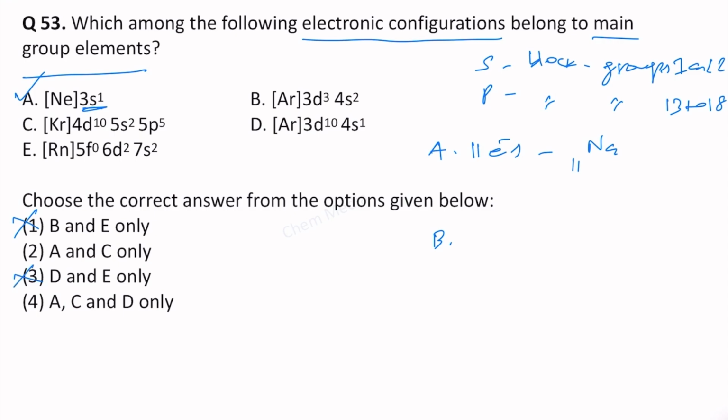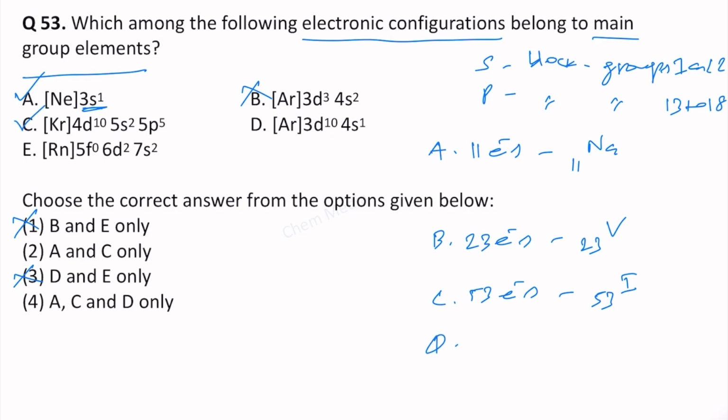And in B we have argon, 18 electrons, and then 3d3 4s2. So 18 plus 5, 23 electrons. This means vanadium because atomic number of vanadium is 23, which is a transition metal. Therefore B shouldn't be there. And then in C we have krypton, 36 electrons, then 4d10, 46, 5s2, 48, 5p5, 48 plus 5, 53. This means iodine because atomic number of iodine is 53, which is a P block element. So C should be there.